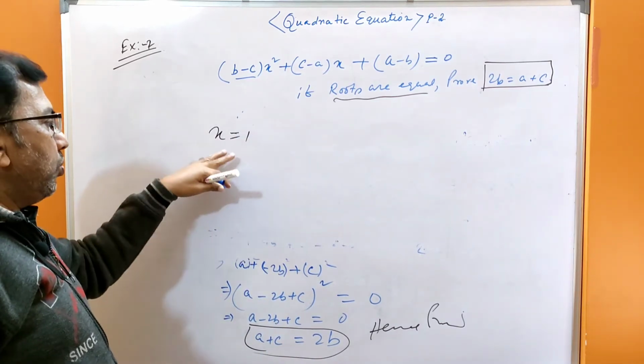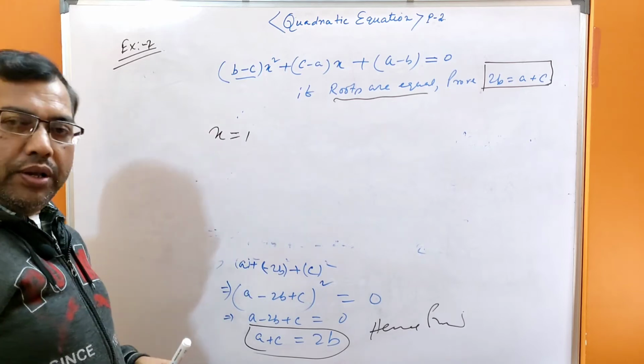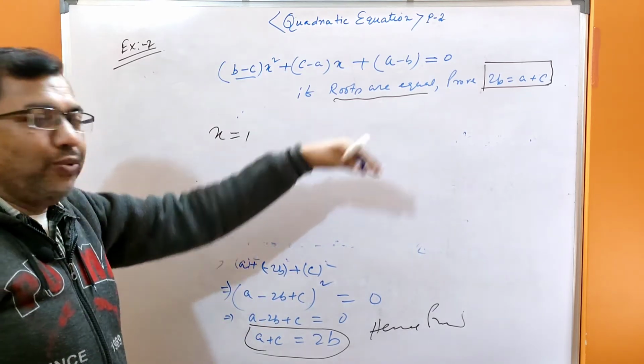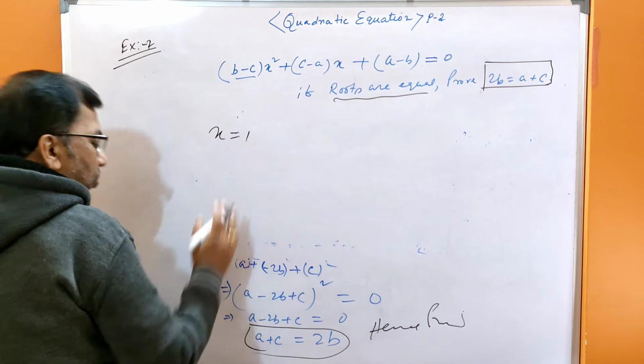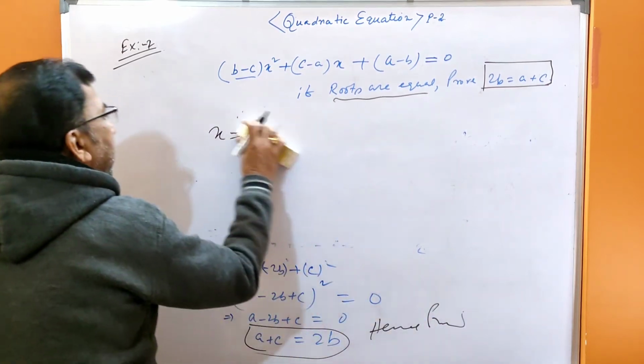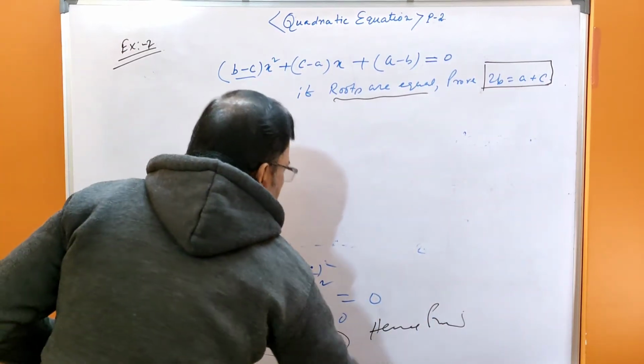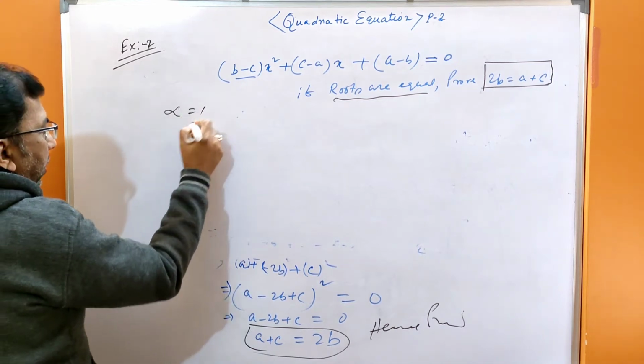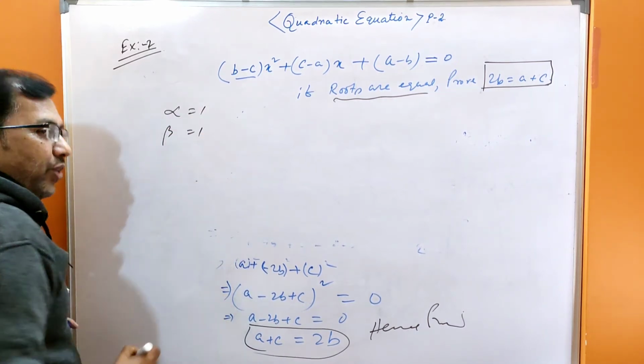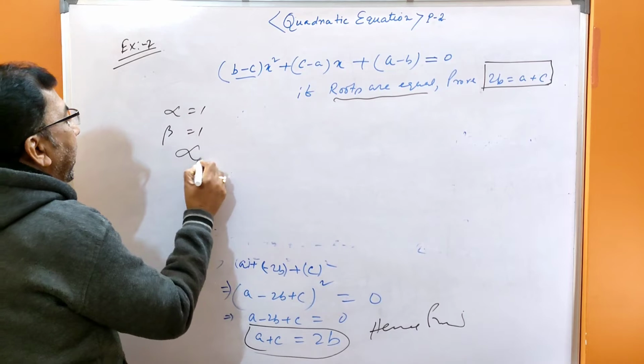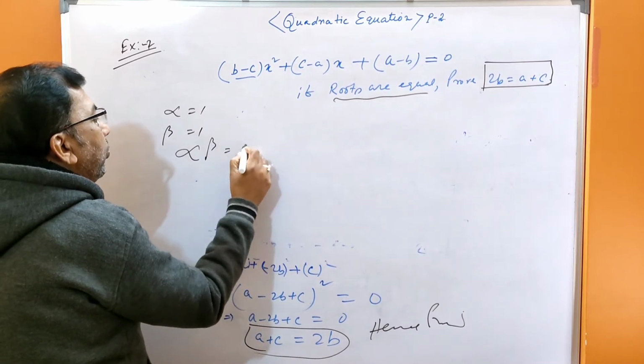Automatically, that is one root is 1, another root will be 1. And the roots are equal. So the roots will be 1 and 1. Clear? That means alpha equals 1, beta equals 1. We got it.